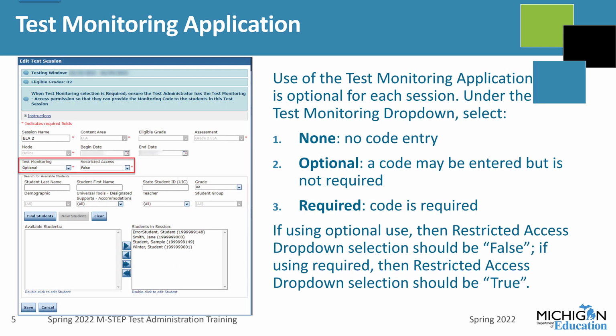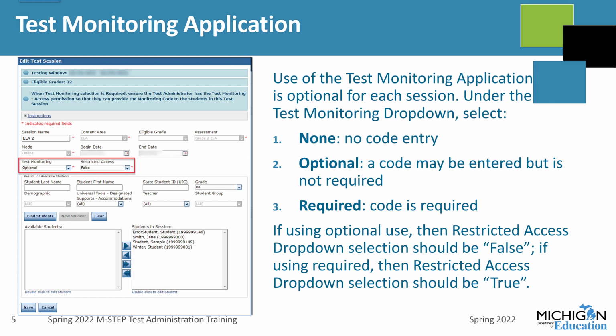The next thing that's new this year is the test monitoring application. This is a new feature in the DRC Insight portal where test administrators can monitor student progress through the test during test administration. This is an optional feature, so when setting up your test sessions in the DRC Insight portal, you will see the 2 new menus that are highlighted here. There is the Test Monitoring menu and Restricted Access menu.